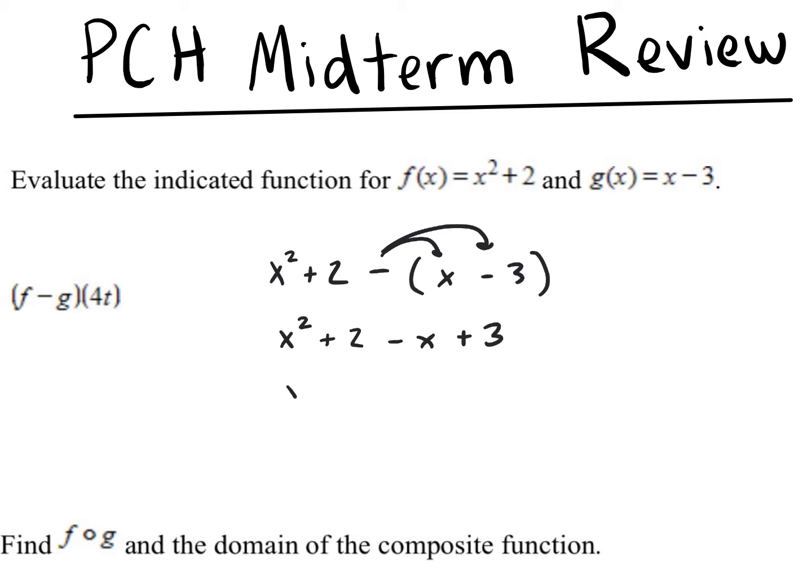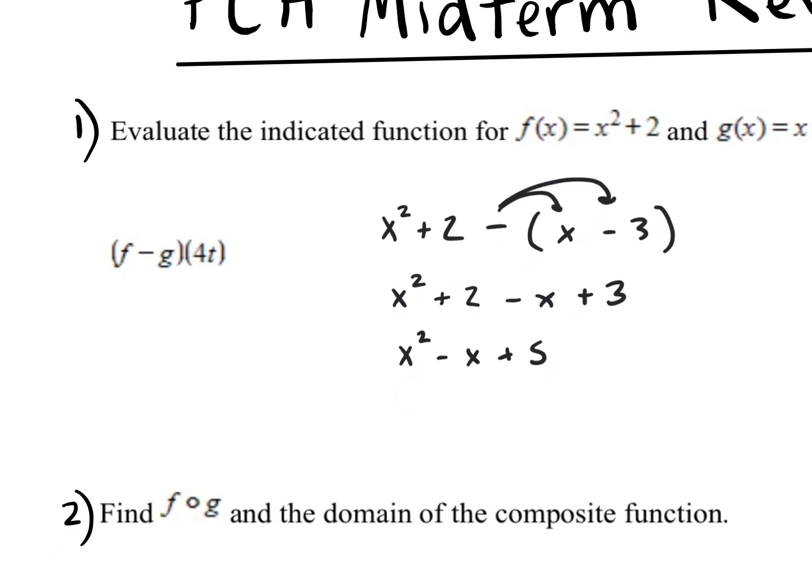I'm going to combine like terms. So x squared minus x plus 5. And then I have to plug in 4t. So I'm going to plug in 4t where all my x's are. So 4t squared minus 4t plus 5. And then the last thing I have to do to simplify is just square that 4t. So 4 squared is 16t squared minus 4t plus 5.